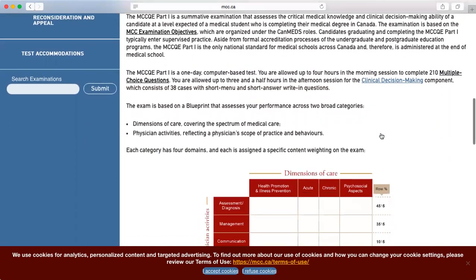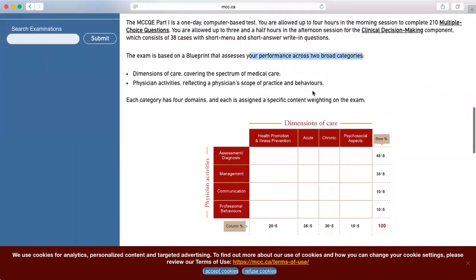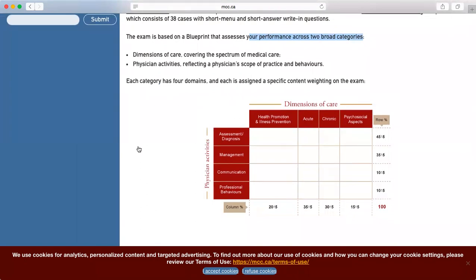Now coming to one of the very, very important things: the exam is based on the blueprint that assesses your performance across two broad categories. Now we are going to talk about the broader categories: dimensions of care and physician activities. So what is a dimension? I'm going to explain this whole table, how the marks are distributed, and how they are going to assess you on the basis of this division.